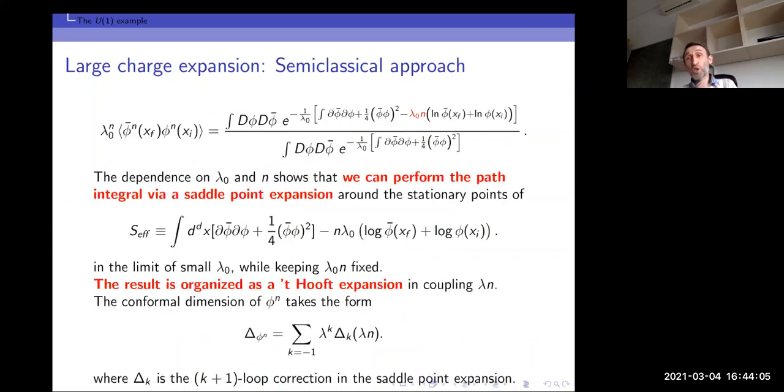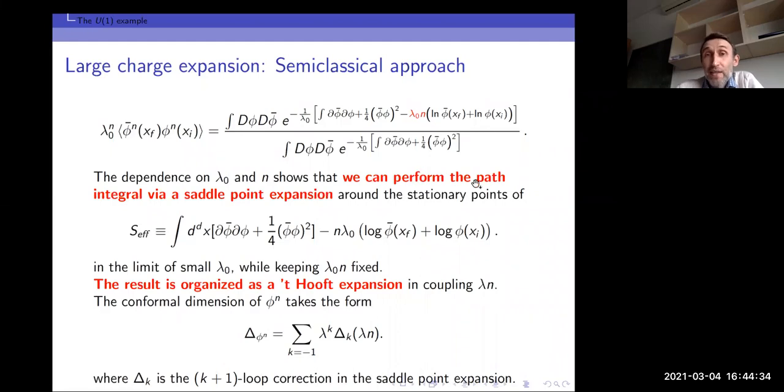First of all, as I promised, we now see the appearance of the 't Hooft coupling, as I mentioned, which is the usual quartic coupling times n. And this will be the variable to talk about if we want to take a large n limit. So the series automatically organizes itself in this coupling. That's the first point.